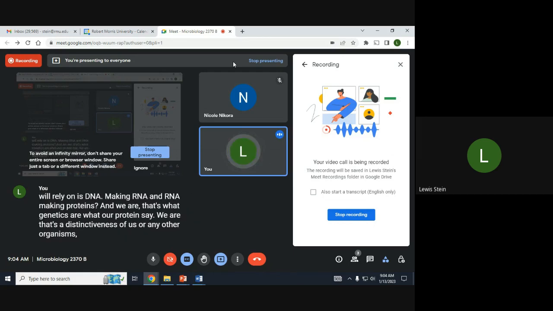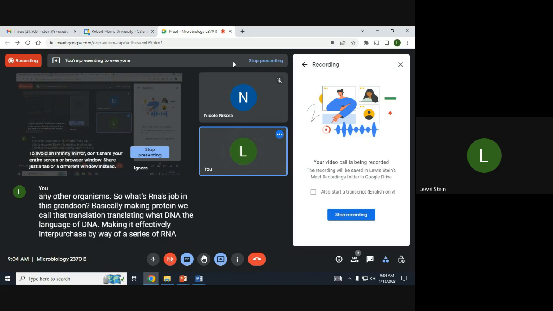So what's RNA's job in this grand scheme of things? Basically making proteins. We call that translation: translating the language of DNA and making it effectively into proteins by way of a series of RNA-based translations. Next is the ability to respond to the environment. With human beings, you have to have a nervous system and so on. All living things respond; they just do it differently.